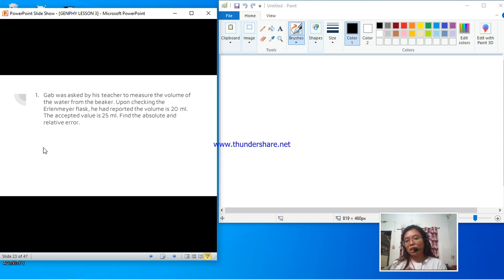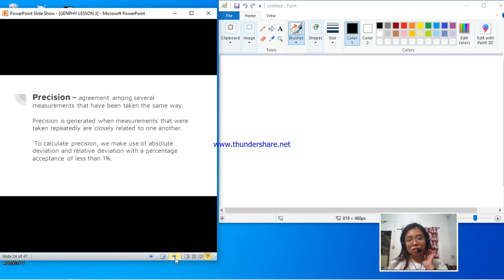Ayan po, yan yung magiging another asynchronous activity nyo. Solve nyo siya sa paper, and then isasabihin nyo sa akin. Bibigyan ko kayo ng deadline. Pupost ko yan sa FB group.